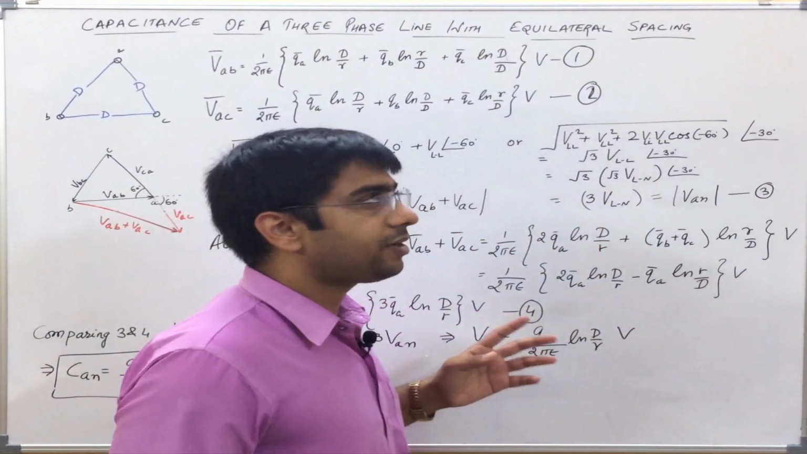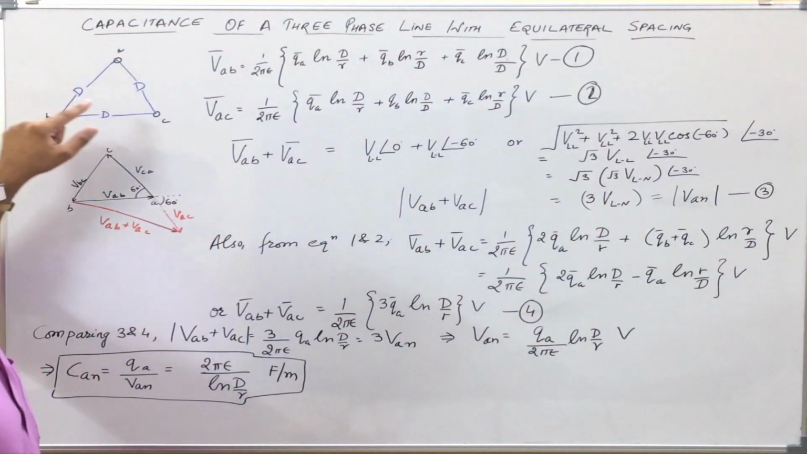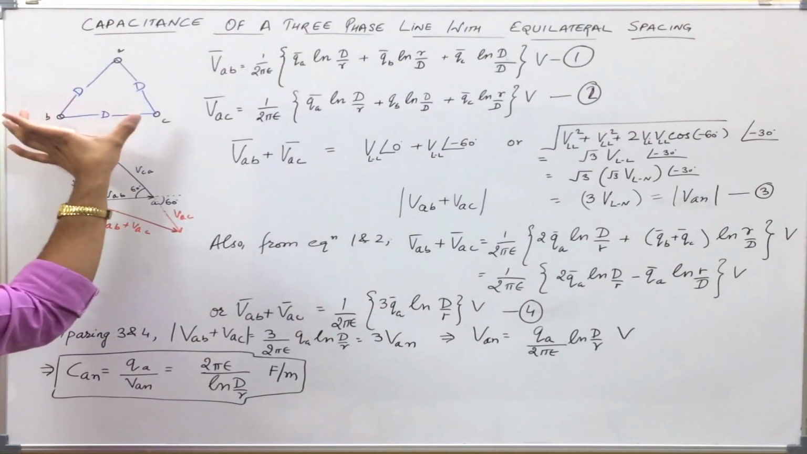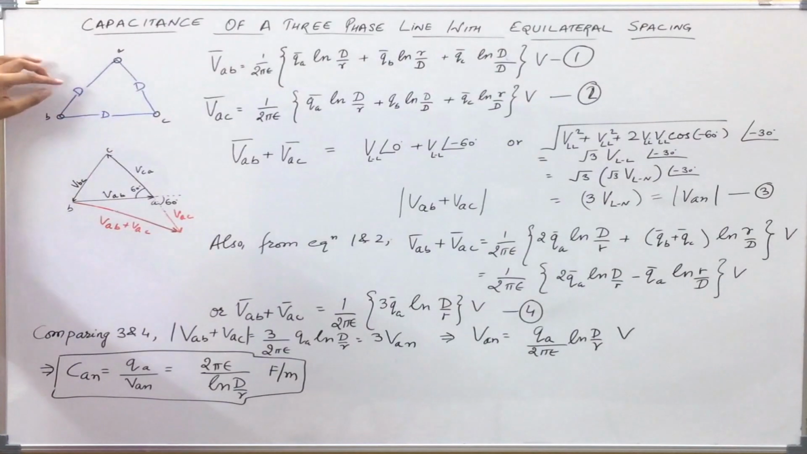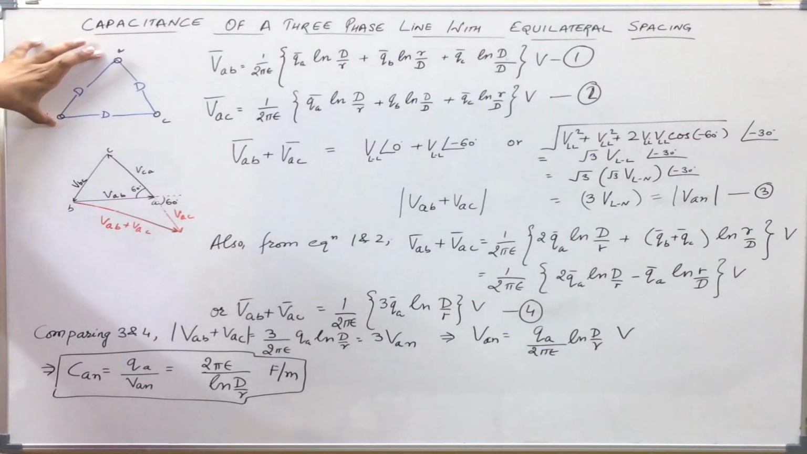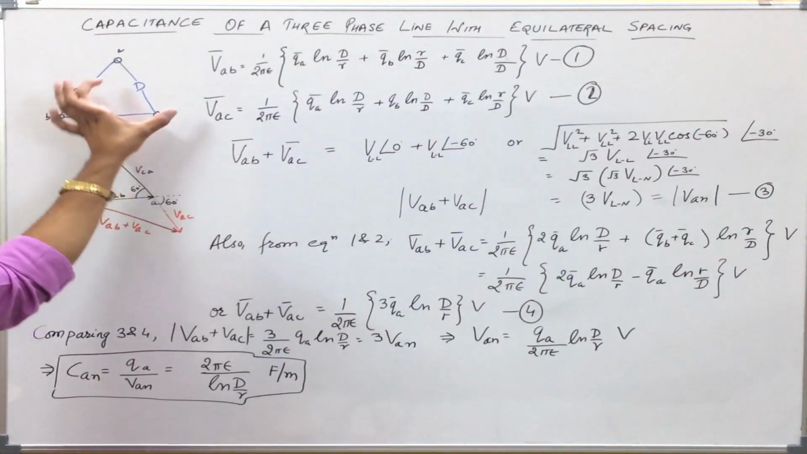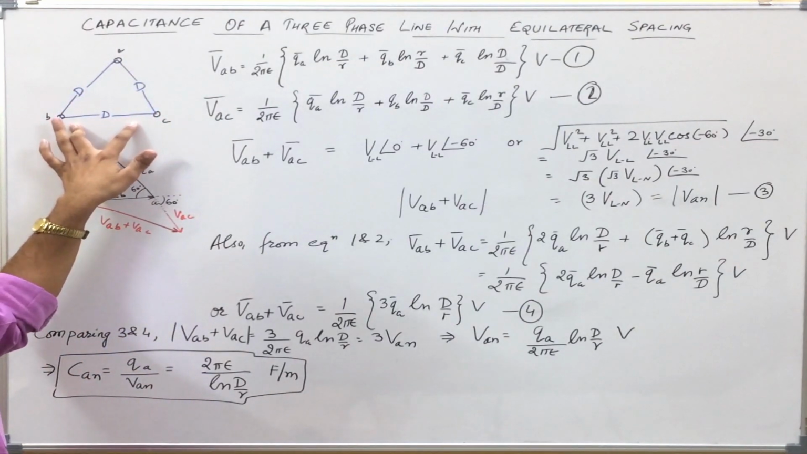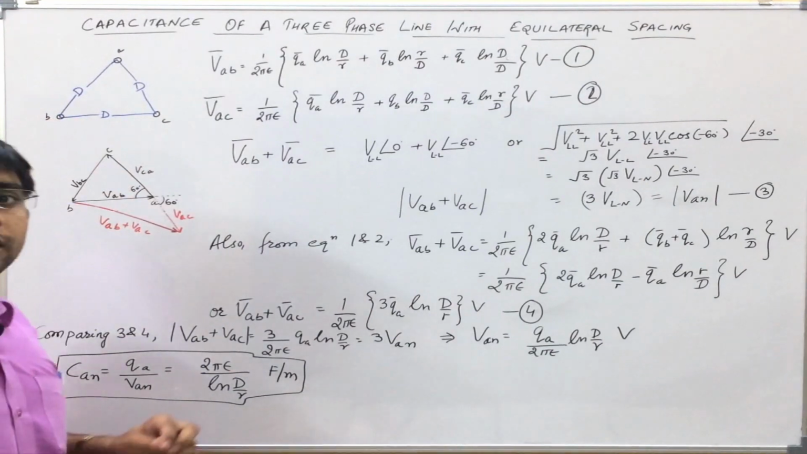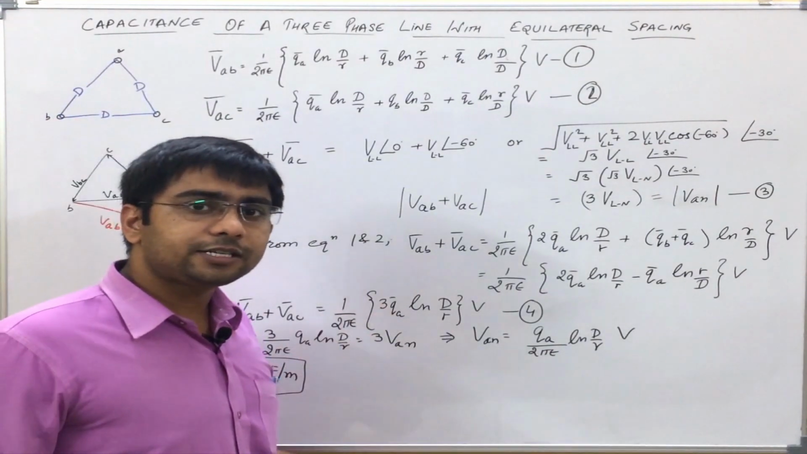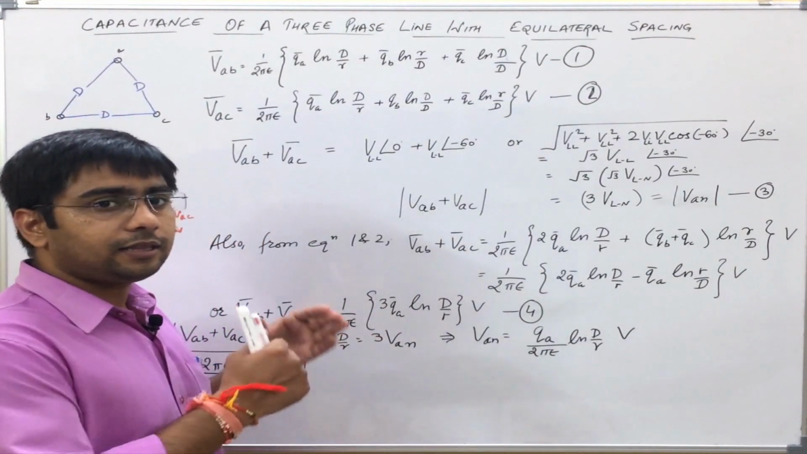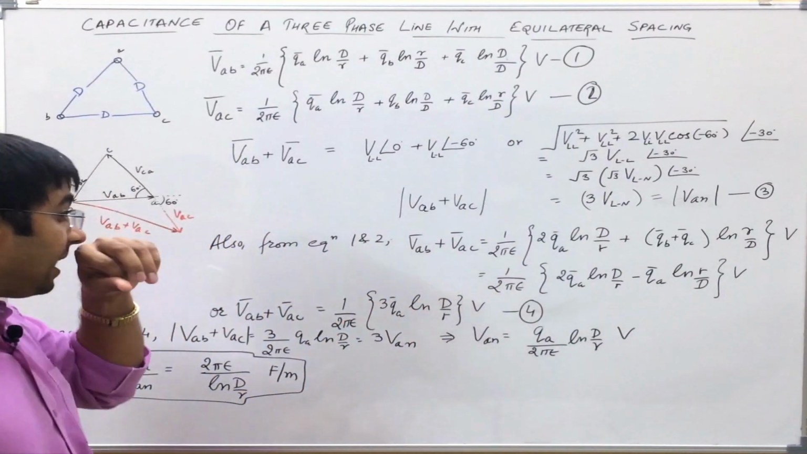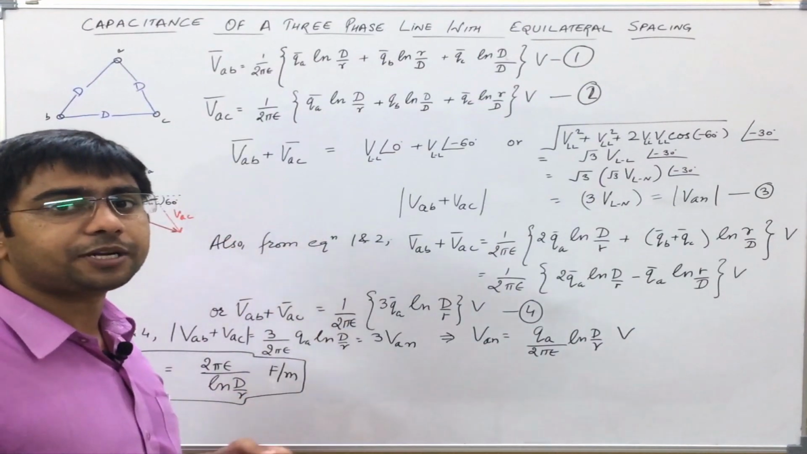Why an equilateral triangle? Because we know an equilateral triangle has equal sides. Like I have shown here, the three conductors, conductor A, B, C, are making the vertices of an equilateral triangle with the sides D. That is, all the three sides are equal, with center to center spacing being D. And I also assume that the radius of each conductor is equal, that is, R. Now let us see how to derive the expression.